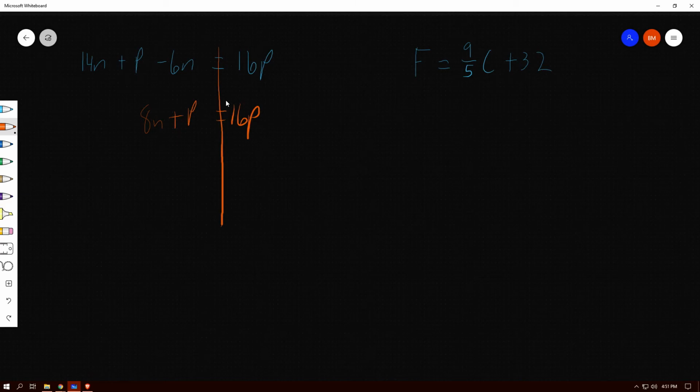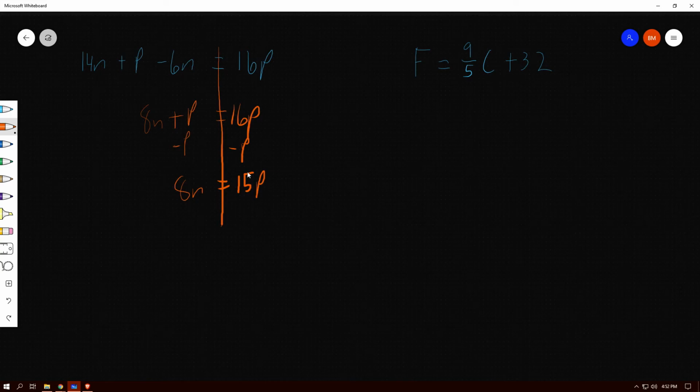So I'm going to bring everything else to that 16. We're going to keep the 16 where it's at because it's the biggest and it's positive. If it was negative, we would move it, but it's the biggest and it's positive, so we're going to go ahead and keep it. So I subtract p from both sides. And 16p minus 1p is 15p.